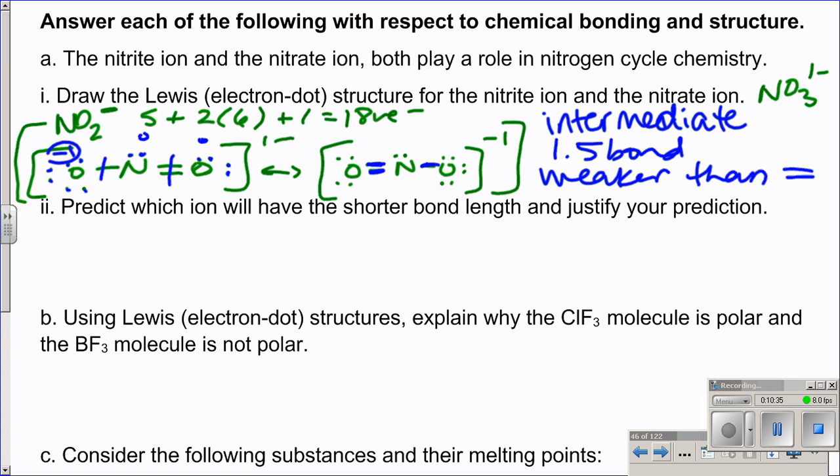Right, weaker than a double bond, but stronger than a single bond. All right, because it's an intermediate. So let's do the nitrate as well. Nitrate.